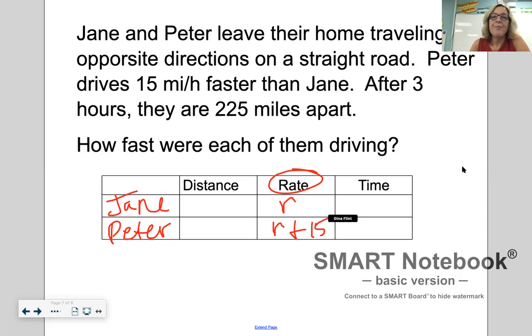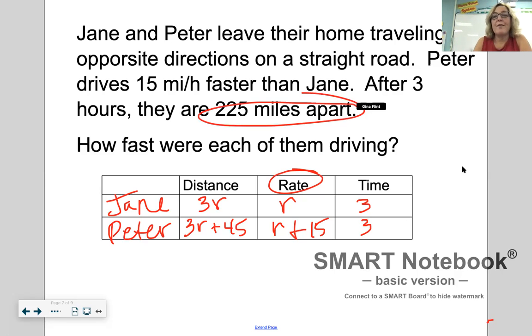Okay? All right. Now, what else do we know? That they traveled for 3 hours. So the time is 3 for each of them. All right, so now we can do the distance calculation because we have rate and time. So Jane would be 3R and Peter would be 3R plus 45. So now the trick is what to do with that information. No, their distance is not the same, but we do know that their distance is 225 miles apart.